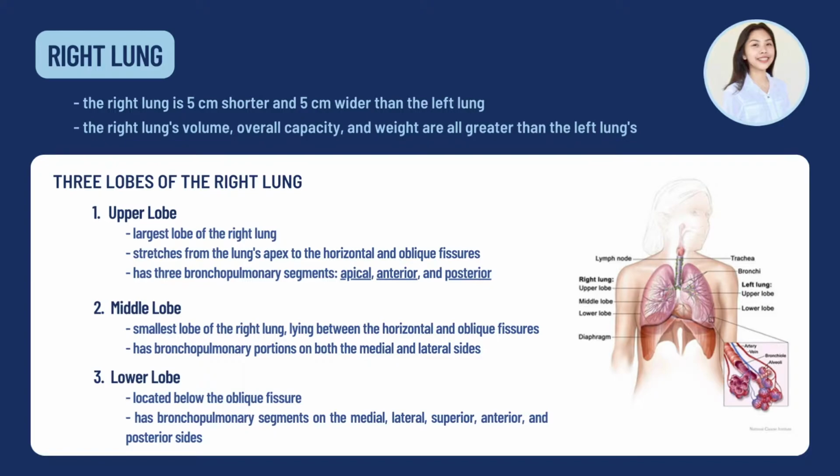The smallest lobe of the right lung, lying between the horizontal and oblique fissures, is the middle lobe. It has bronchopulmonary portions on both the medial and lateral sides. The lower lobe of the right lung is the bottom lobe. It is located below the oblique fissure. It has bronchopulmonary segments on the medial, lateral, superior, anterior, and posterior sides.